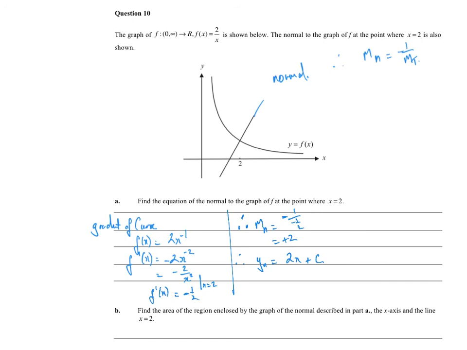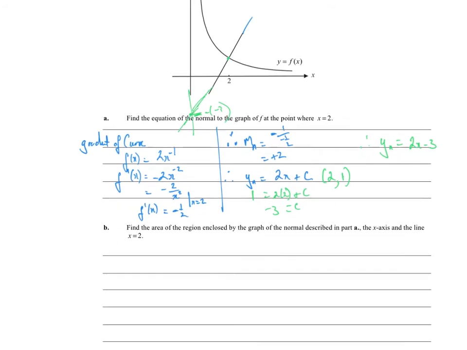What's the point the line goes through? Well, it goes through the point 2, and if I put x equal to 2, y is equal to 1. So I know that I get 1 is equal to 2 times 2 plus c. c is equal to -3. So the equation of the normal is equal to 2x minus 3, which I think seems quite feasible. -3 looks like it might be a possible y-intercept. So confident we've got that one.